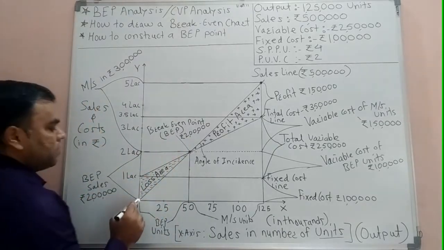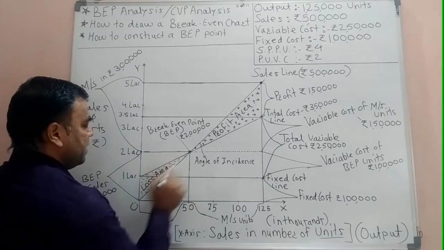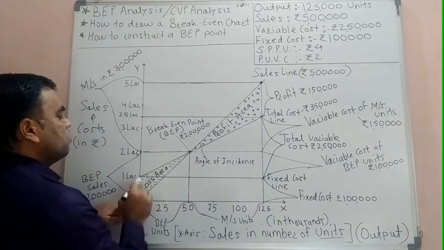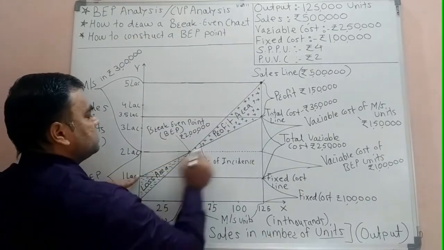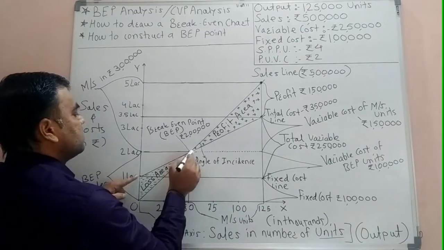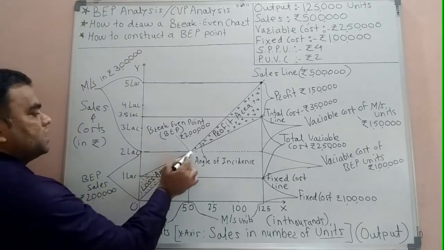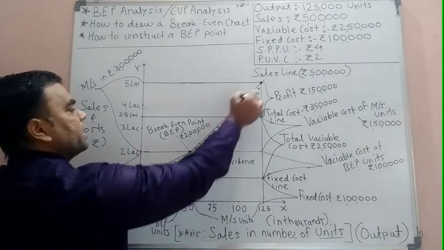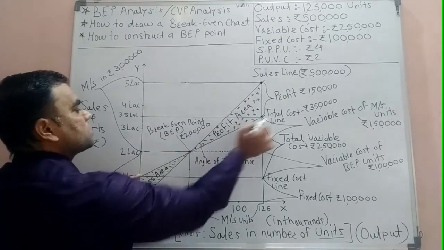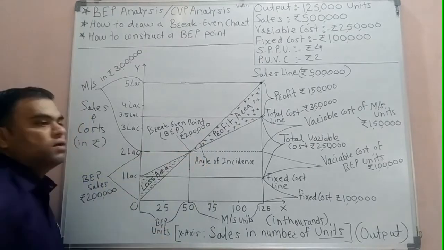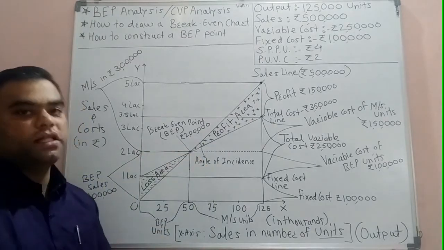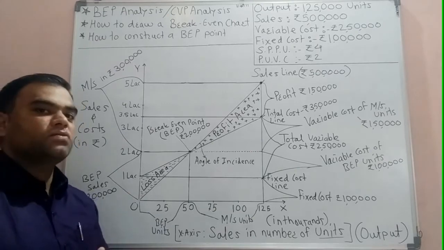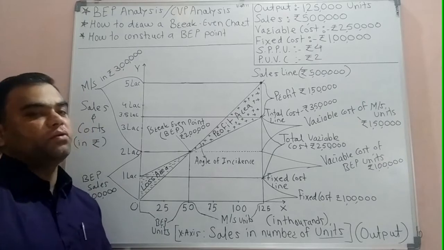How? Your sales is 2 lakh. This is your sales line. Your total cost line, this is your total cost line. Your total cost is also 2 lakh. At this point your total cost is 2 lakh, your total sales also 2 lakh. Total cost 2 lakh, total sales 2 lakh. Is there any profit? No. Is there any loss? No. That's why it is a stage of BEP, no profit no loss stage.